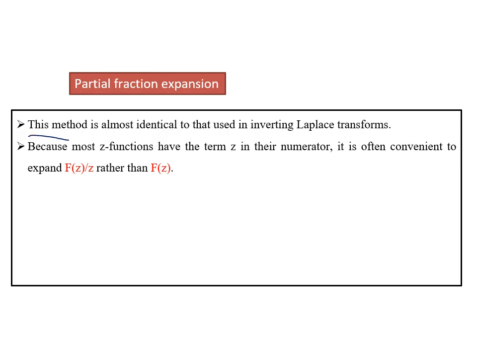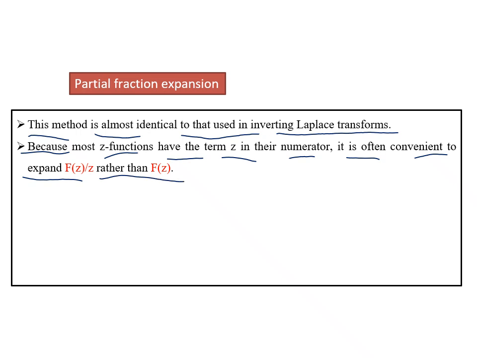The second method is partial fractions. This is identical to using the inverse Laplace transform. The same method was used in inverse Laplace transform. Since most functions have the term z in their numerator, it's often convenient to expand f of z over z rather than f of z. To get the z in the numerator for f of z, we expand for f of z divided by z.